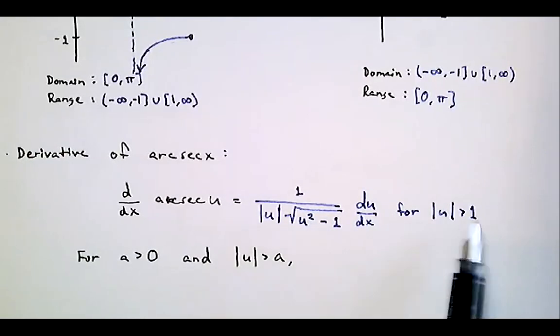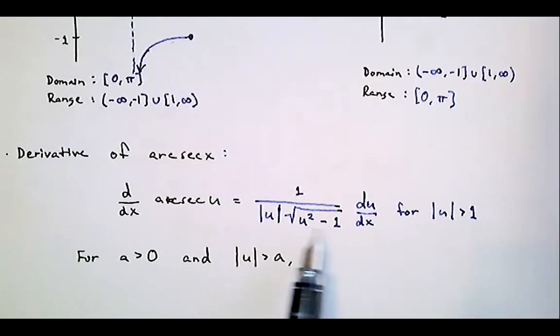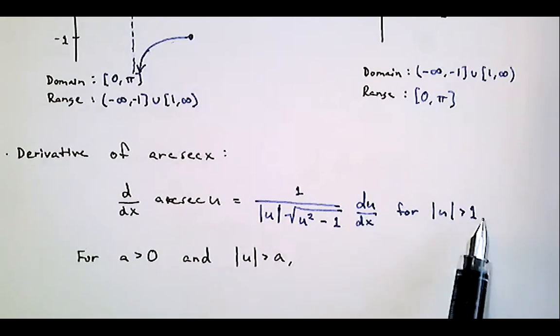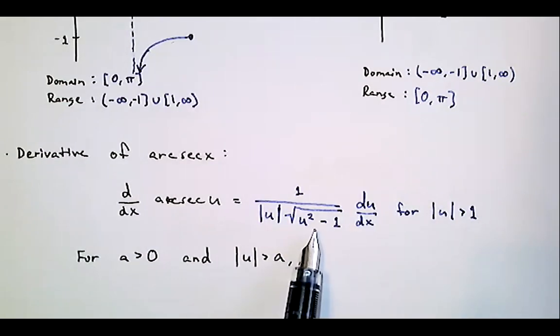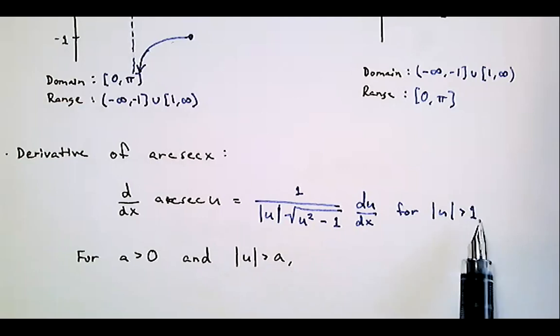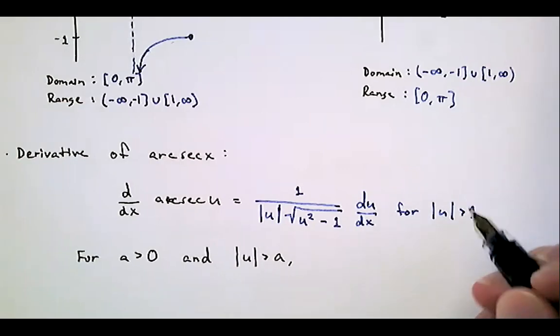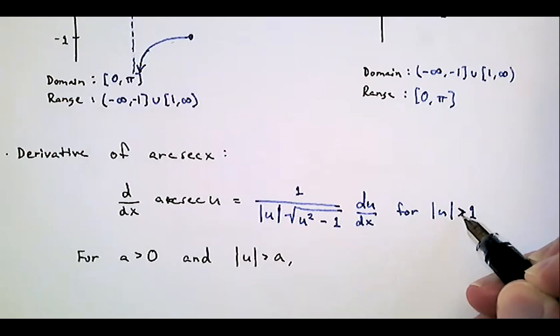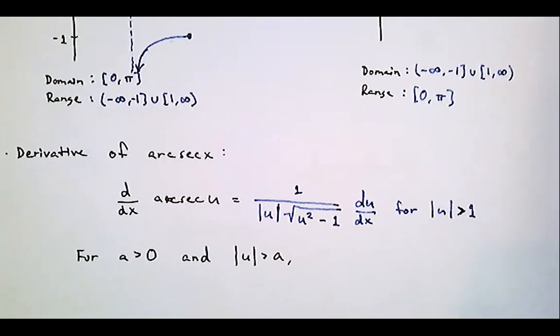So otherwise, if we had an actual 1 down here, we would be dividing by 0. That's why it's not a less than, excuse me, it's not a greater than or equal to sign. It's a strict greater than.